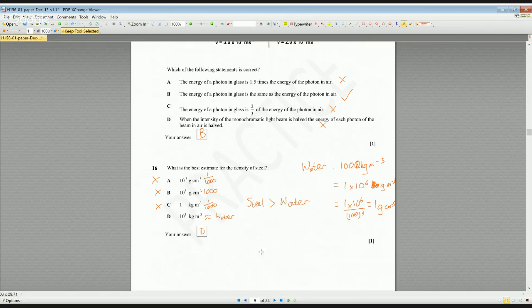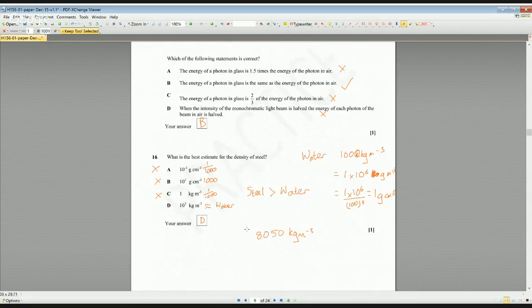Just for interest, obviously you wouldn't have been able to do this in the exam, but I did look up the density of steel, and it's 8,050 kilograms per cubic meter, which is obviously 8 times 10 to the 3. So 10 to the 3 is a reasonable estimate.